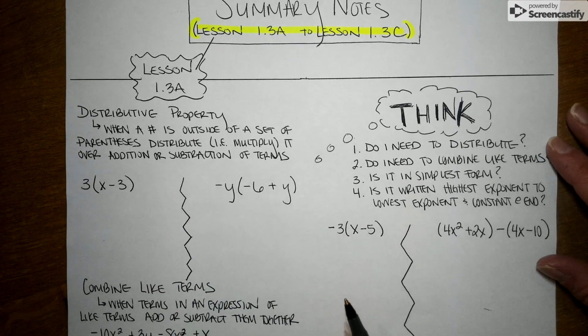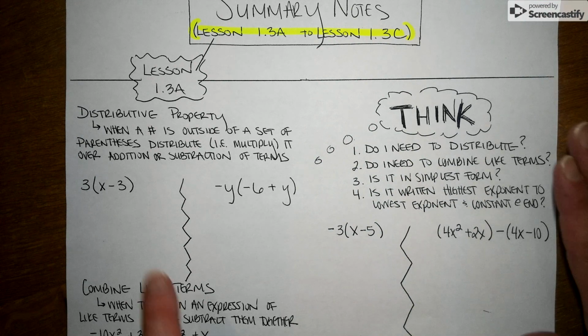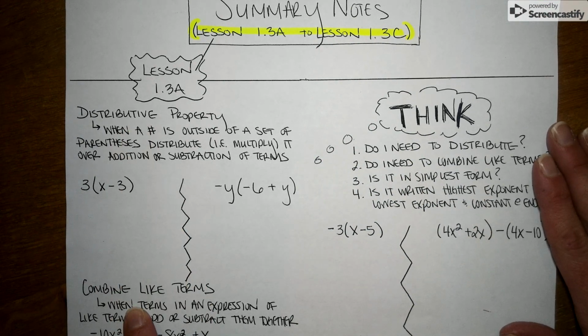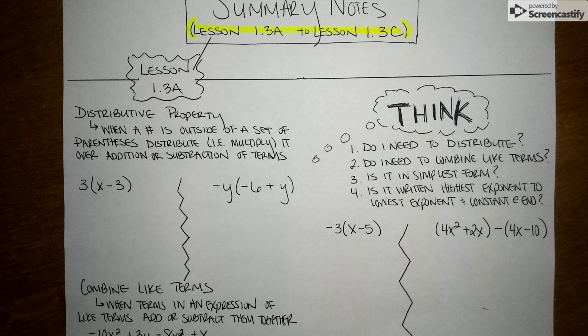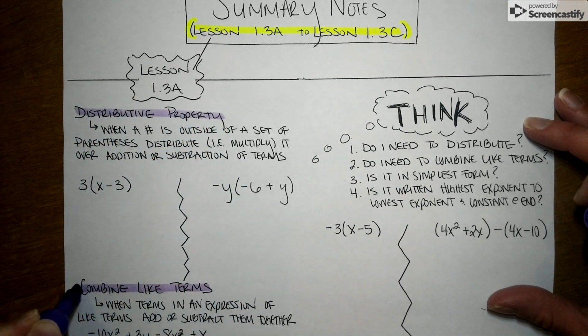As you can see in this lesson, the main concepts, or main ideas, of what we've talked about is the distributive property and combining like terms. So I'm going to go ahead and get my highlighter out and highlight those two main key concepts.